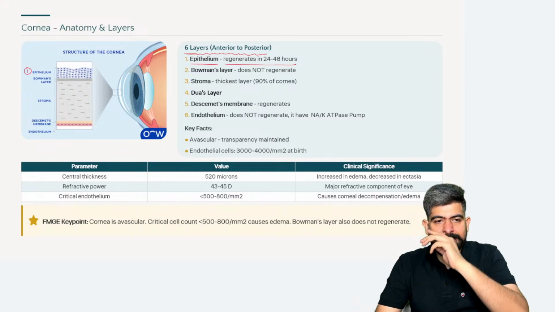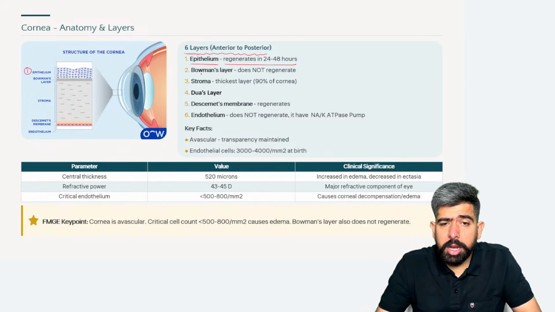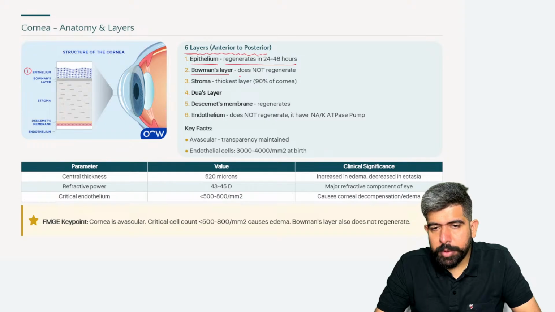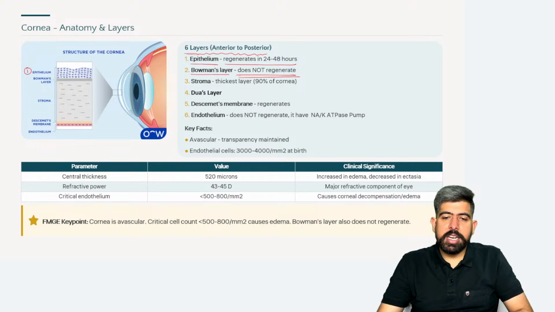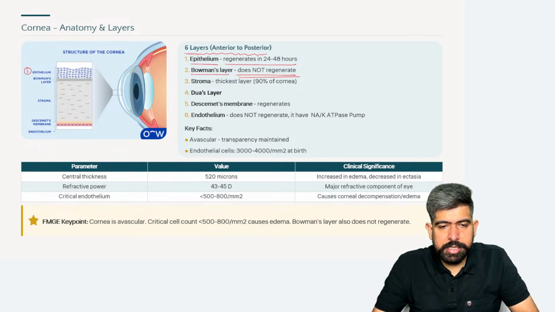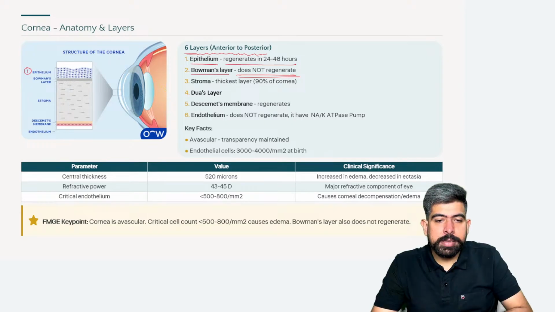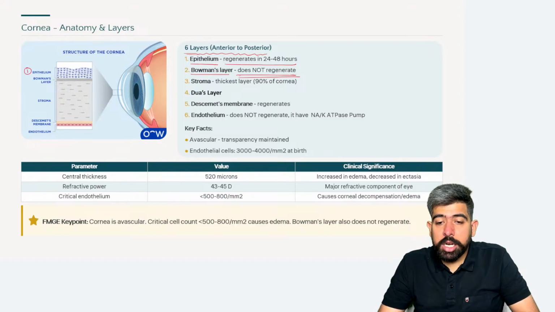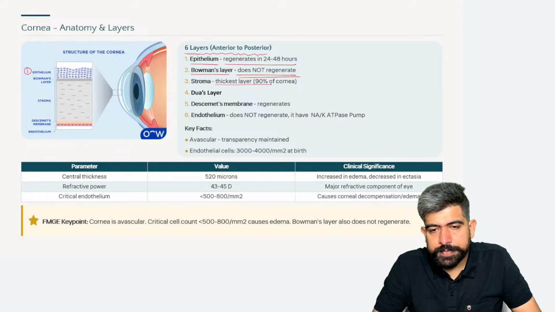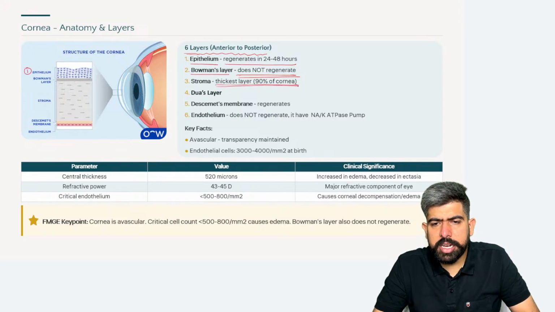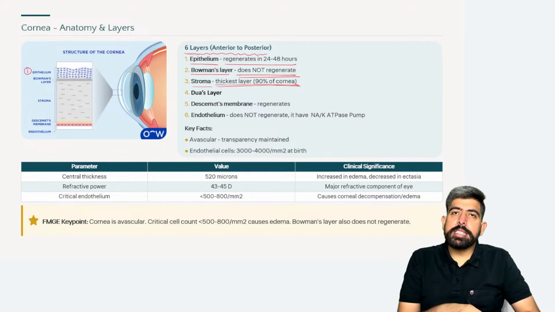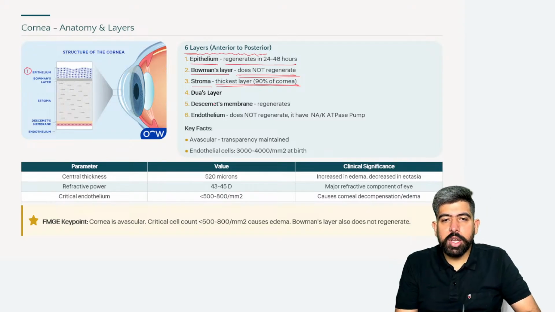Moving forward, the next is Bowman's layer, and please remember, it does not regenerate. Bowman's layer will not regenerate. The third one is the stroma layer, which is the thickest layer. 90% of the cornea is the stroma.